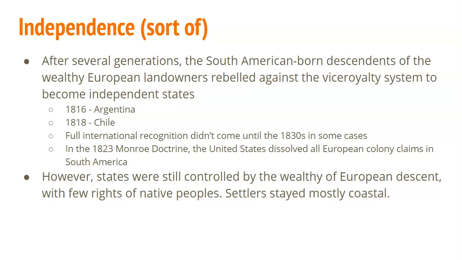Okay, again, so now states that might be independent, they're still very much controlled by the wealthy of European descent. And so we do very much still see a lot of abuses and few rights for those of native descent. The settlers mostly stayed coastal. And so you're going to start to see this split of different communities living on the coasts versus communities living farther inland, either deep into the Amazon basin or deep into the Andes highlands.